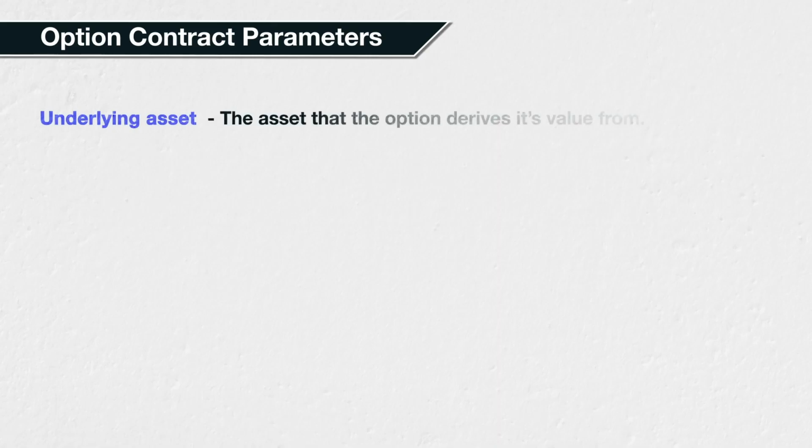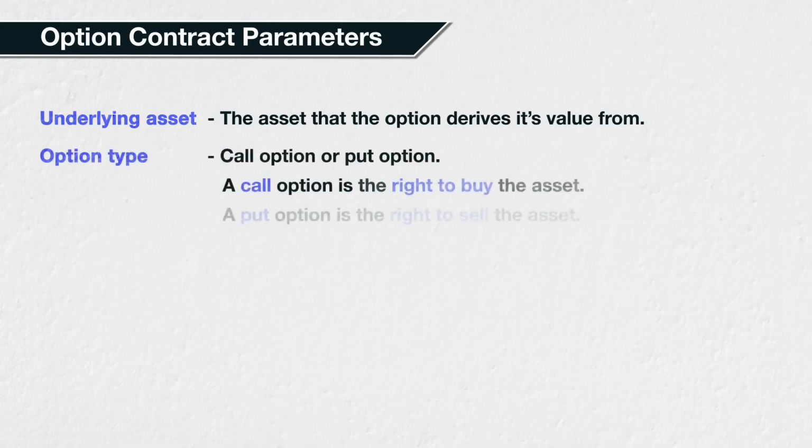The underlying asset, the asset that the option contract derives its value from. In the example in the previous lecture, this would be silver, but this can just as easily be Bitcoin, another currency, or stocks. The option type. The two types of options are call options and put options. A call option gives the buyer of the option the right to buy the asset at a given price, and a put option gives the buyer of the option the right to sell the asset at a given price.